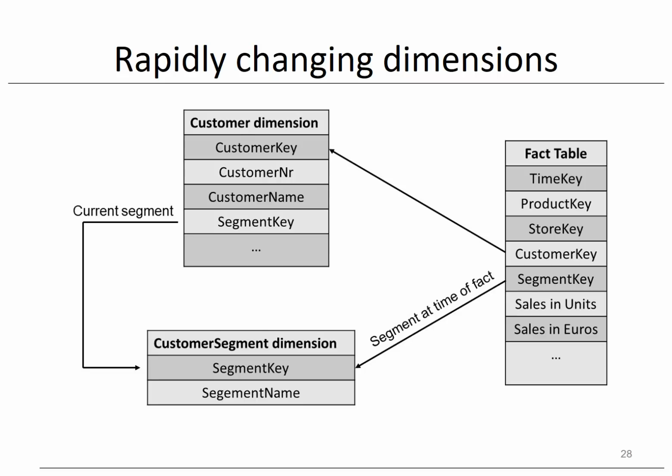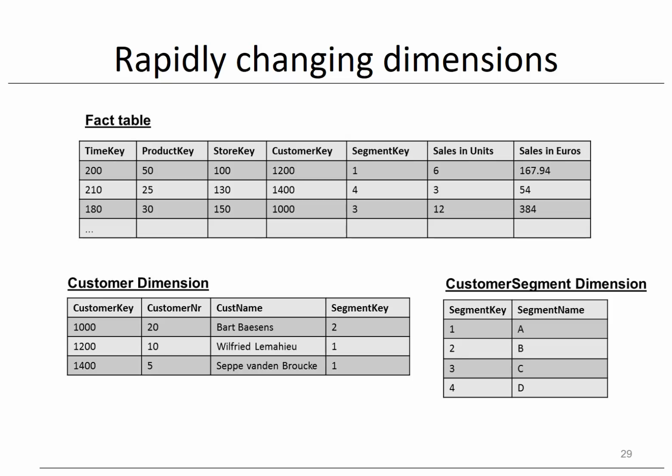Here you can see this illustrated with some example tuples. You can see that the current segment of customer Bart with customer key 1000 is B with segment key equals 2, whereas the segment at the time of the most recent fact was C with segment key 3. Also for SEPA, there is a difference. A is the most current segment, whereas it was D for his most recent fact. For Wilfried, the current segment is A, which is similar to the segment for his most recent fact.